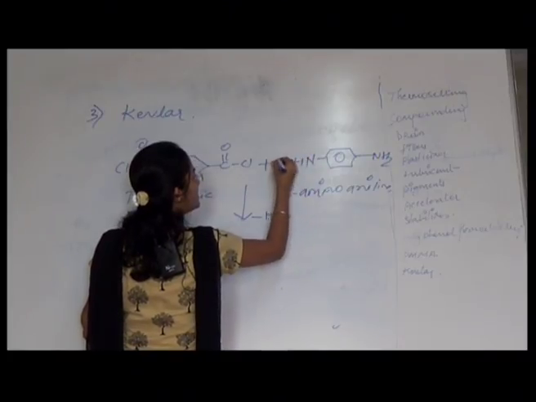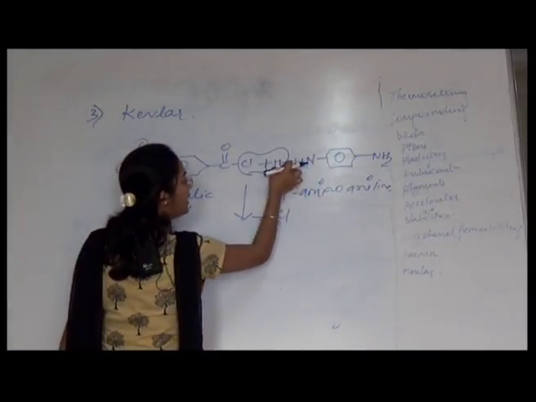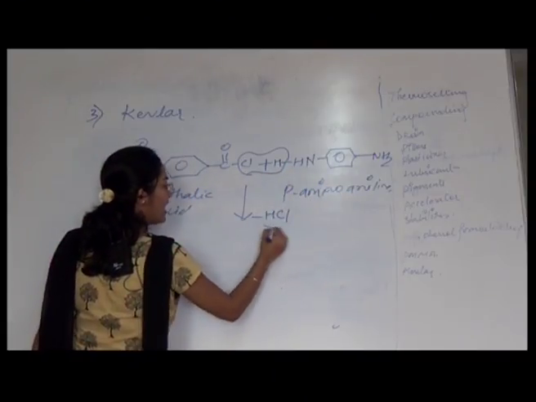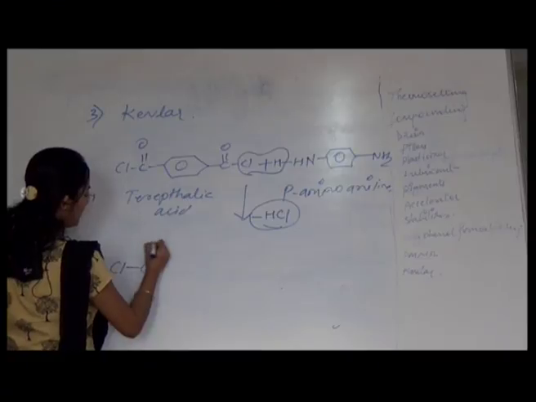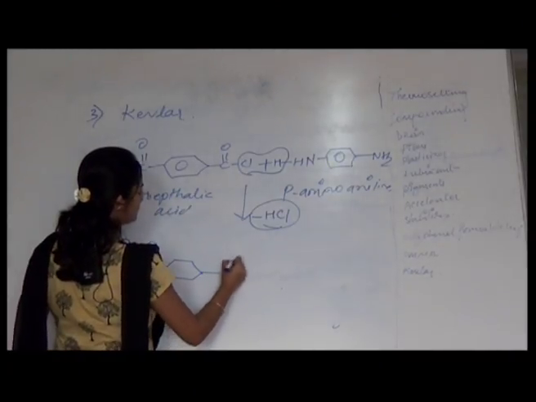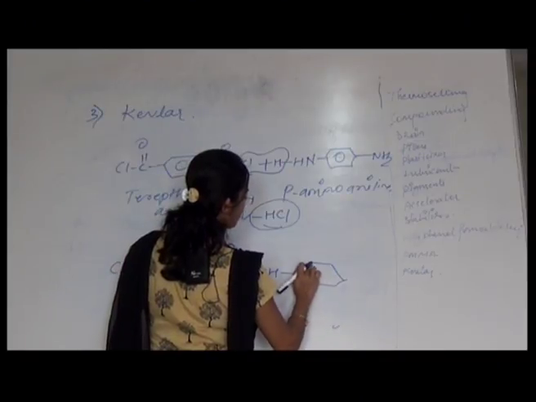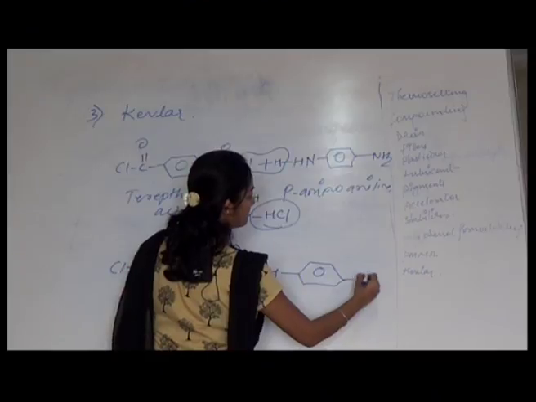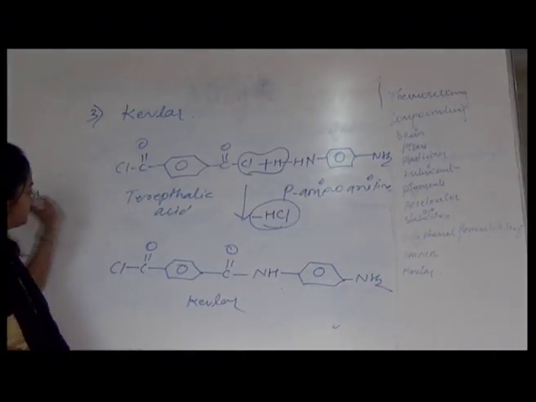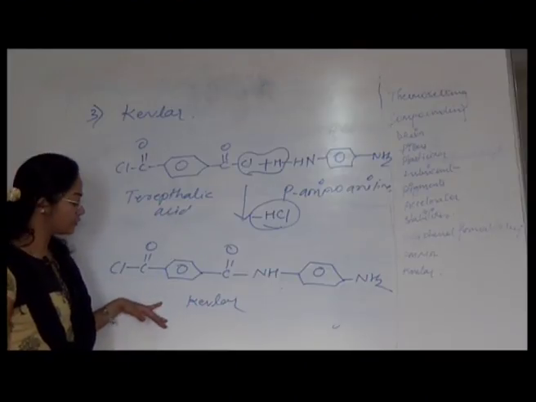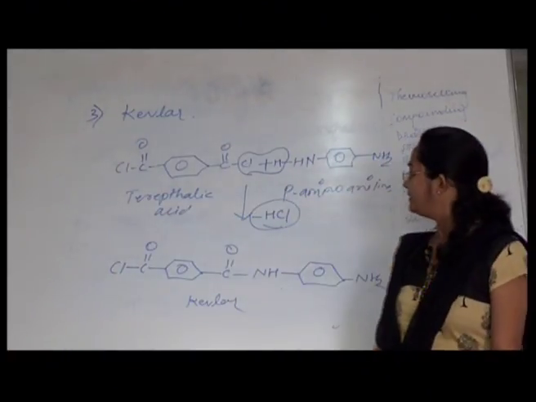See here now, we can write this in this manner also. This Cl from terephthalic acid and hydrogen from para-amino aniline are removed as an HCl molecule, and therefore it leads to the formation of a new polymer called Kevlar. This is the structure for Kevlar. So it is an example of again a condensation polymerization. Now this Kevlar is prepared from terephthalic acid and para-amino aniline monomer.